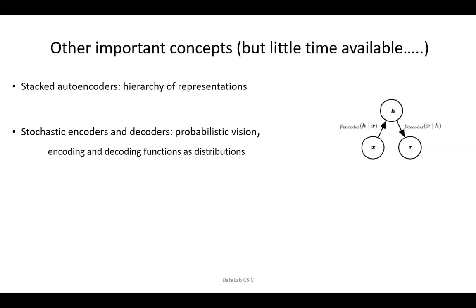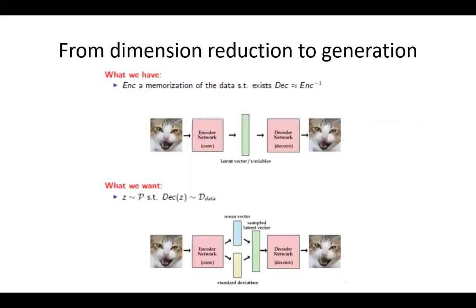So rather than the deterministic function, we get a probabilistic thing, right? So the encoding and decoding are distributions, and this goes into the business of variational autoencoders, right? Variational autoencoders somehow are changing gears from dimension reduction to generation, and that's what Eduardo will illustrate in a minute.